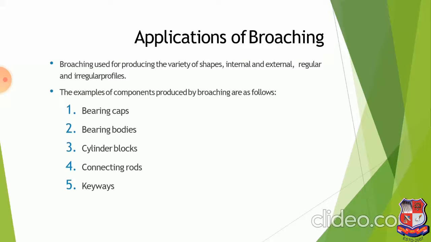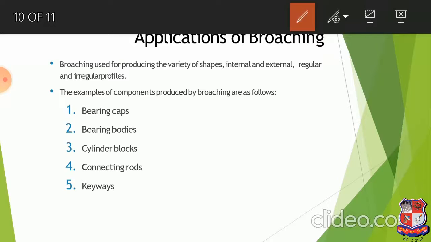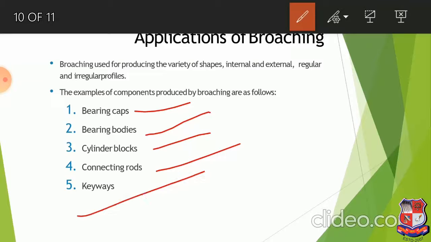Let us move further. The applications that I already discussed: this broaching machine can be used for generating bearing caps, bearing bodies, slots in cylinder blocks or in connecting rods, or keyways in shafts, right? So those are some applications of broaching machine.